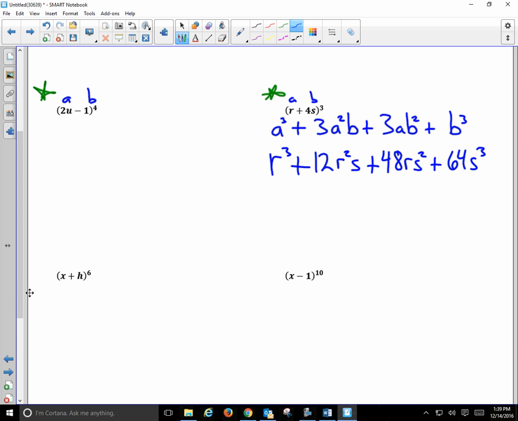Okay, I got r to the third plus 12r squared s plus 48rs squared plus 64s cubed. Okay, so Lolly, can I give you a hint? So 16 times 4. Anybody else where that's something you don't like to do in your brain?